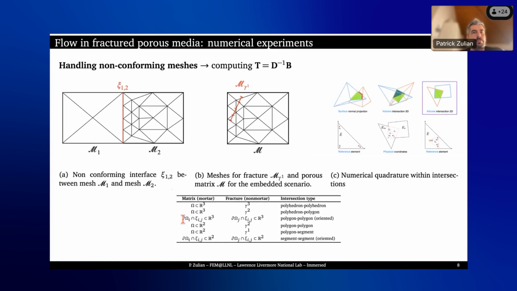So one of the main ingredients for constructing T is the quadrature. And in order to compute this quadrature, we need to first detect intersections like here or like here. And depending on the type of intersection, we might do different things. So if it's a surface coupling, we might have to do some surface normal projection, particularly for contact. If we have a volume coupling, then we have to compute some volumetric intersections, so some polyhedra, and of course 2D is much easier.